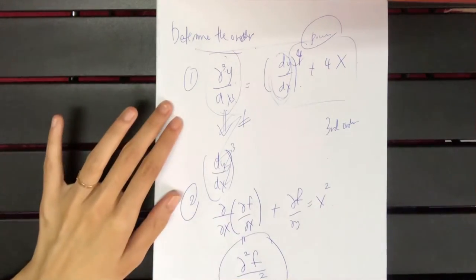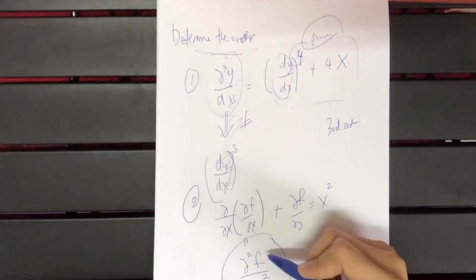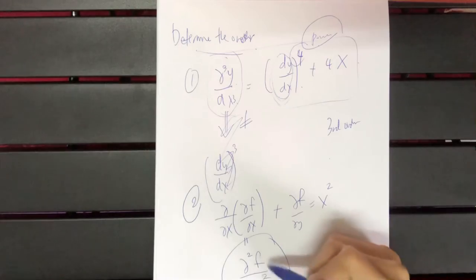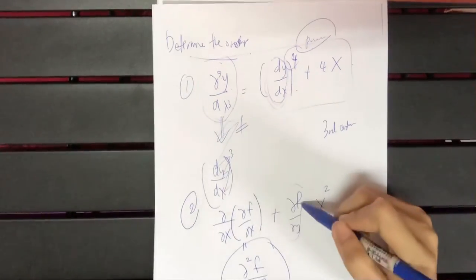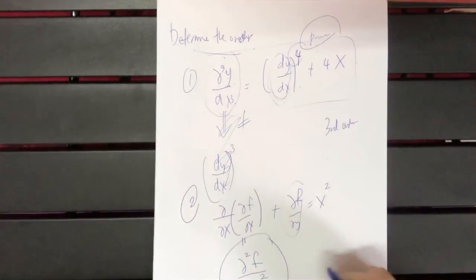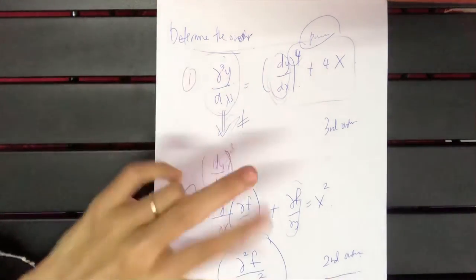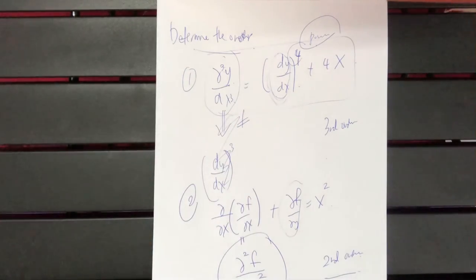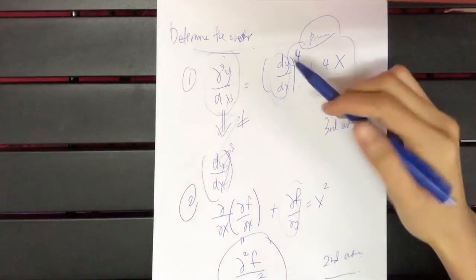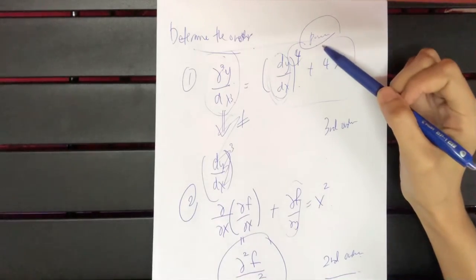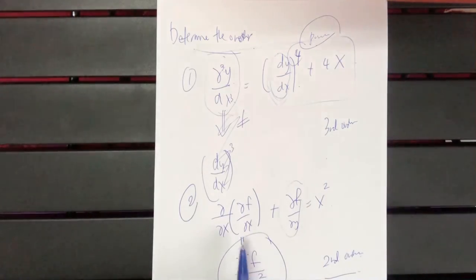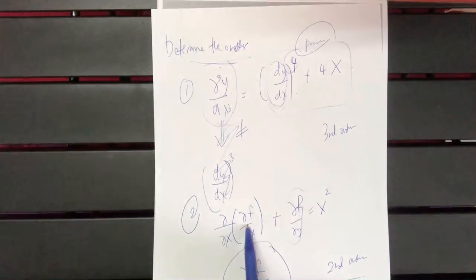Okay, so now we can say that this is the second derivative, and this is the first derivative. So the highest derivative involved here is the second derivative, which means this is a second order. So for this one, there are two new things. You need to understand well how to differentiate between power and derivative, and how to combine this one to become this one.